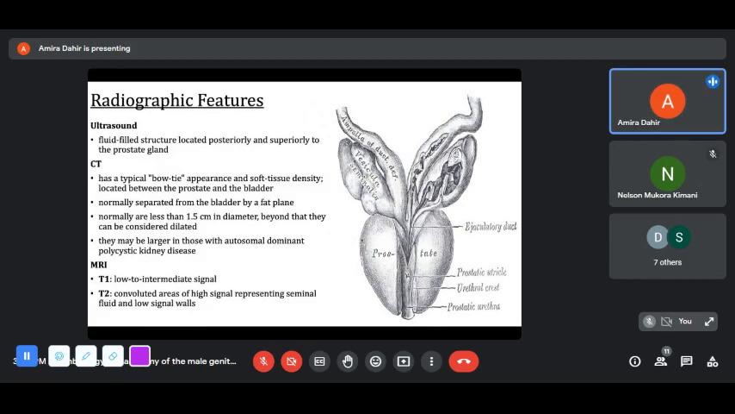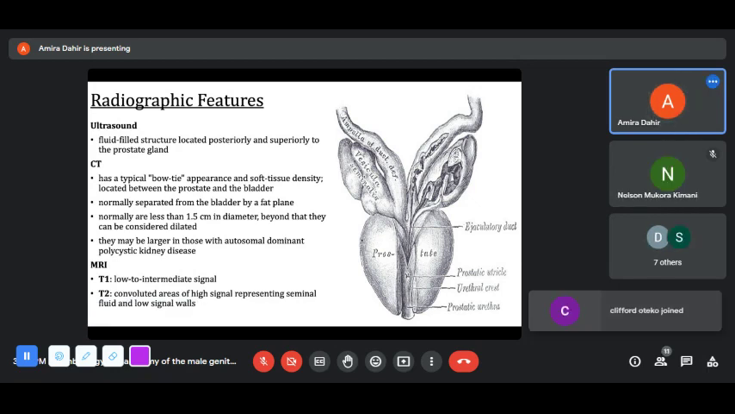On ultrasound, it appears as a fluid-filled structure which is located posteriorly and superiorly to the prostate gland. It's normally separated from the bladder by a fat plane, and it's less than 1.5 centimeters in diameter. Beyond that, it is dilated.